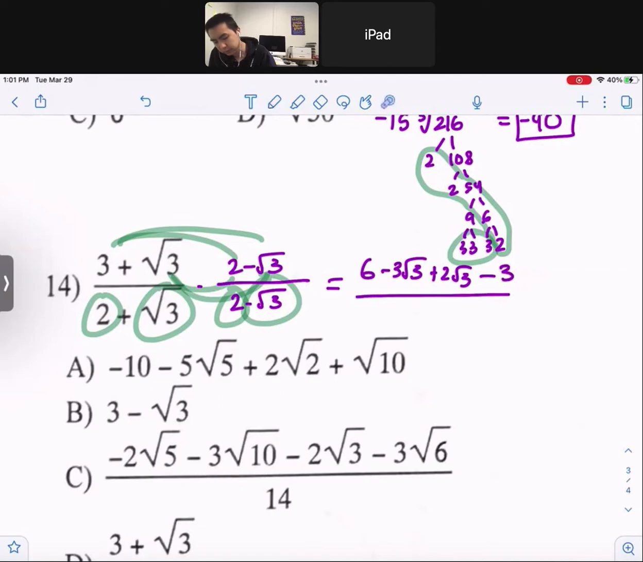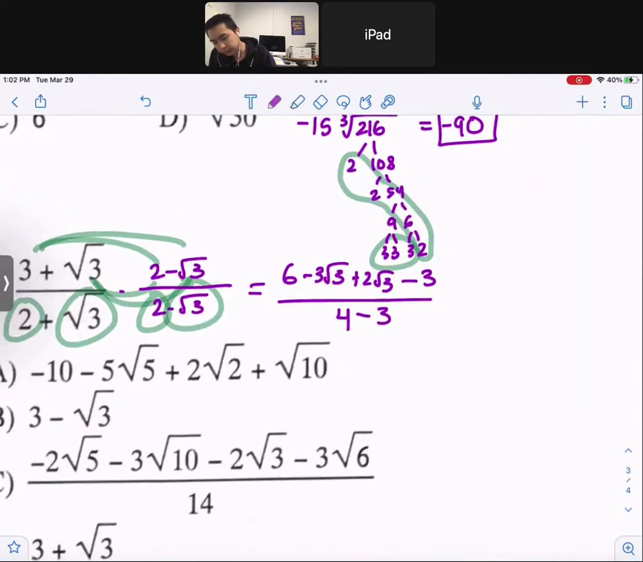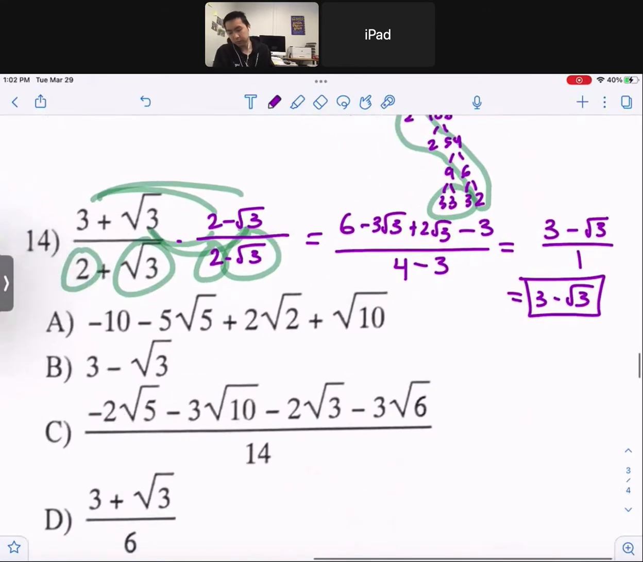All over 2 times 2 is 4. Minus rad 3 times itself is just 3. So on top, we can combine the 6 minus 3 for 3, and we can combine these two. Negative 3 plus 2 is negative 1 radical 3, all over 1. So this answer is just 3 minus radical 3 for B.